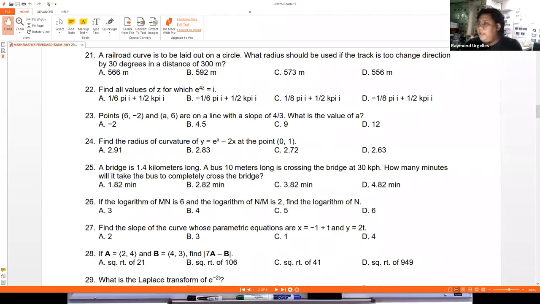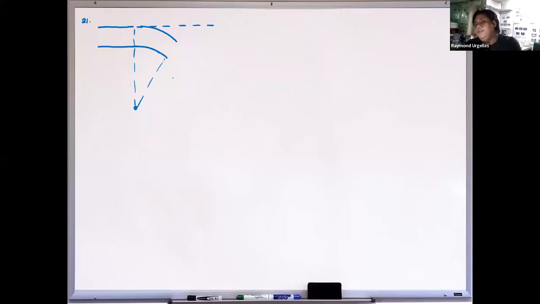So for this problem, we have a railroad curve that we will fit with a circular arc, such that the direction of the track changes by 30 degrees in a distance of 300 meters, okay?